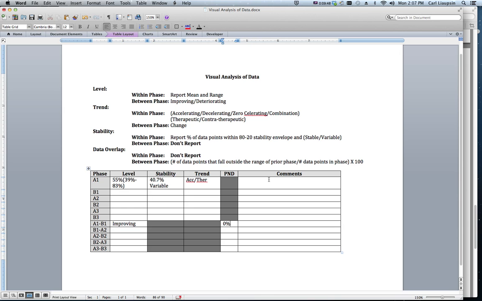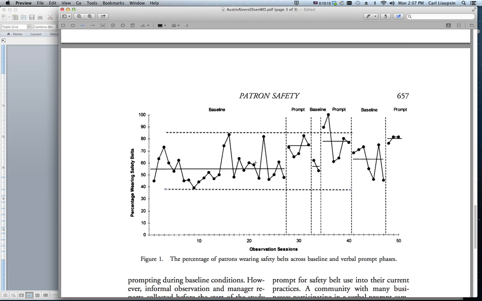In the comments section, I'd like you to just add any comments. I might say, wouldn't have started my study. Whatever you think you find interesting about the phase that you've analyzed. So get the worksheet. I'll post the study.